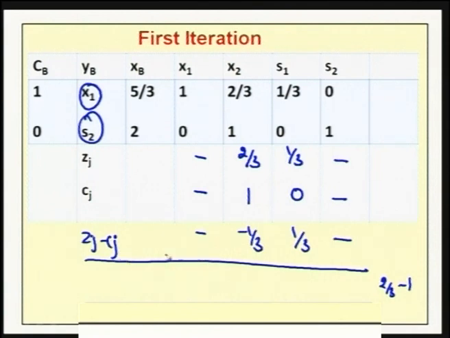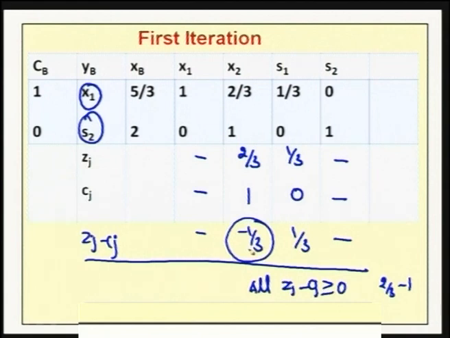Here, if all zj minus cj are greater than or equal to 0, then the optimal solution is obtained. But as far as this problem is concerned, we have z2 minus c2 value as minus 1 by 3, which is negative. Therefore, we have still not arrived at the optimal solution. Now, we have to improve the solution.